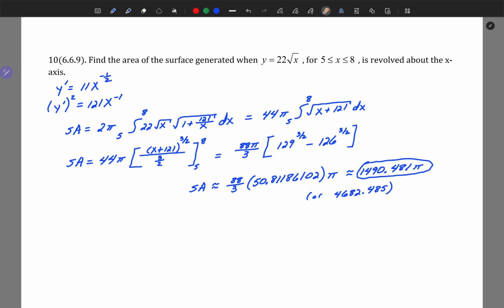When I simplified that down, I had 1,490.481 pi. And then if you wanted, since it's irrational anyway, I could see somebody reasoning, you might as well just go ahead and multiply the pi through it, and it would give me that answer. Any of these answers, even this answer right here, all of them would be fine. This is about as far as you could take it if I ask for an exact answer, just because when you're evaluating these, you're just going to get to the decimal approximations after that point.